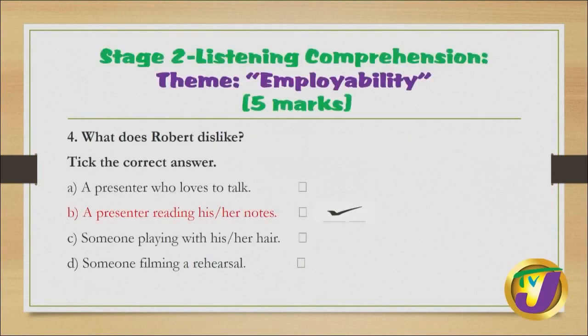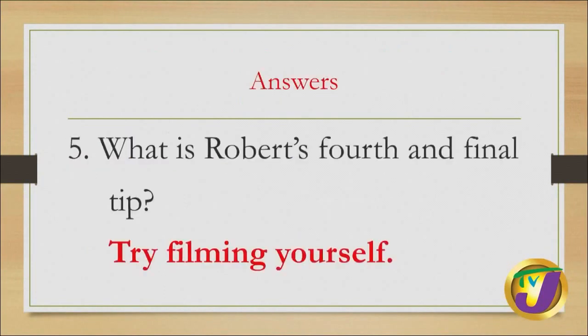And this one is multiple choice. What does Robert dislike? And you're to tick the correct answer. A, a presenter who loves to talk. B, a presenter reading his or her notes. C, someone playing with his or her hair. D, someone filming a rehearsal. The answer is B, a presenter reading his or her notes. So we tick that one.